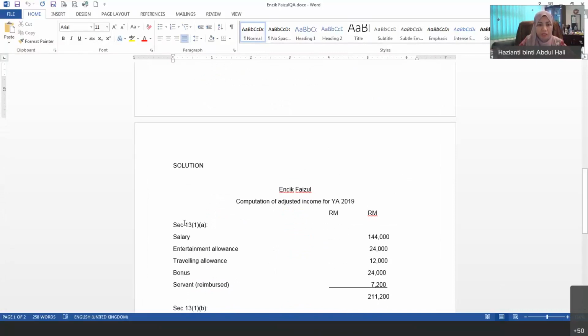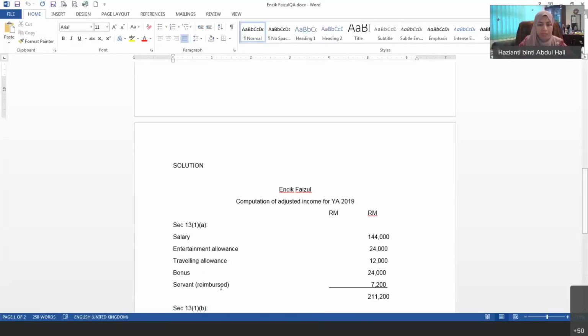You start with section 13(1)(a). The salary, 12,000 per month, would be 144,000 per year. Entertainment allowance, 2,000 per month, would be 24,000 per year. Travelling allowance, 1,000 per month, would be 12,000 per year. Bonus, 2 months' salary, 1 month's salary is 12,000, so 12 times 2, 24,000. And, all right, this is the question just now.